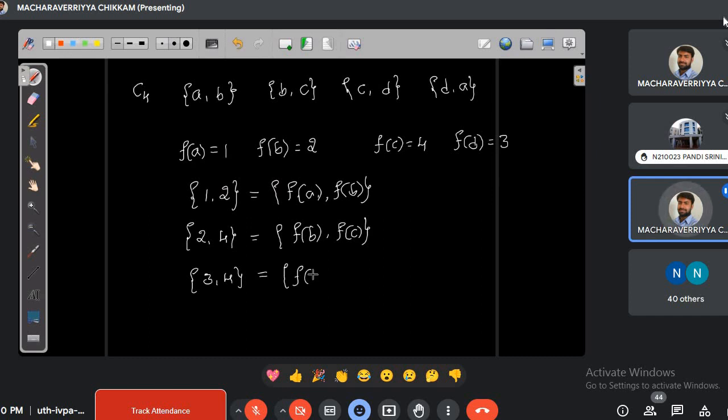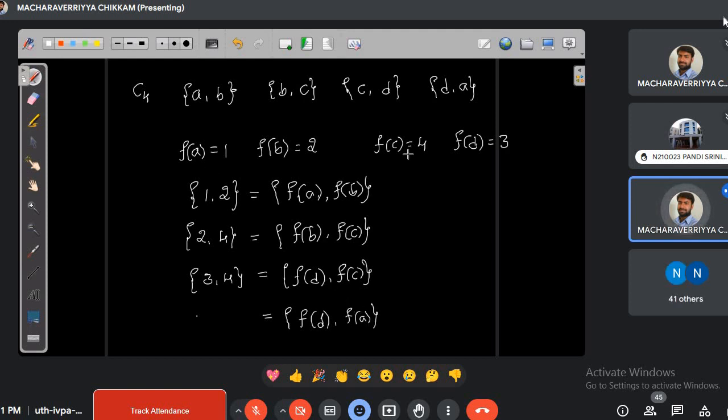So which is f of D and f of C. It doesn't matter in which order you wrote, because they are sets, no? If it is an ordered pair, the order is important. So the next one, definitely you look for the edge f of D and f of A.